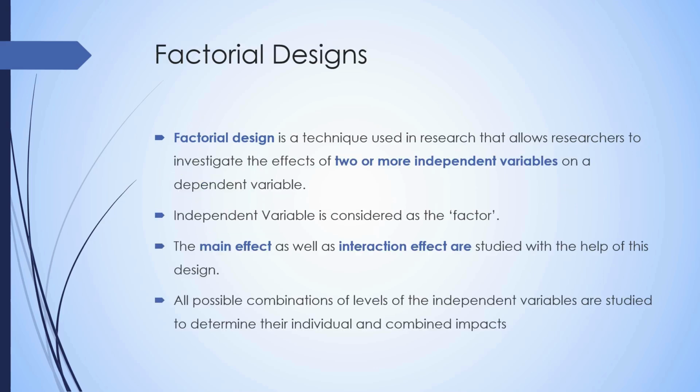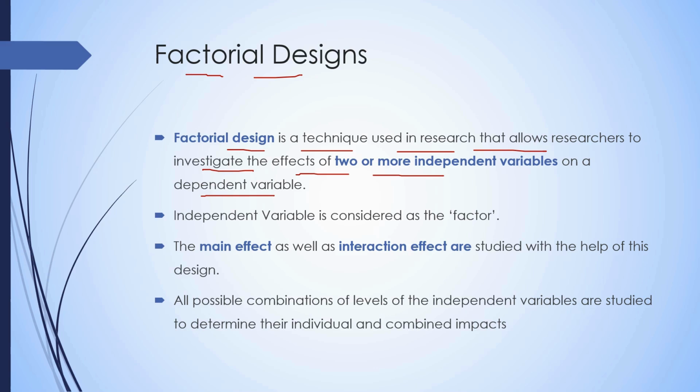Now that we have seen what is a dependent and independent variable, let's see what are factorial designs. Factorial design is a technique used in research that allows researchers to investigate the effects of two or more independent variables on a dependent variable. So this is a statistical technique which is used to study the effect of two or more independent variables on a dependent variable. Let's take the earlier example we were using.